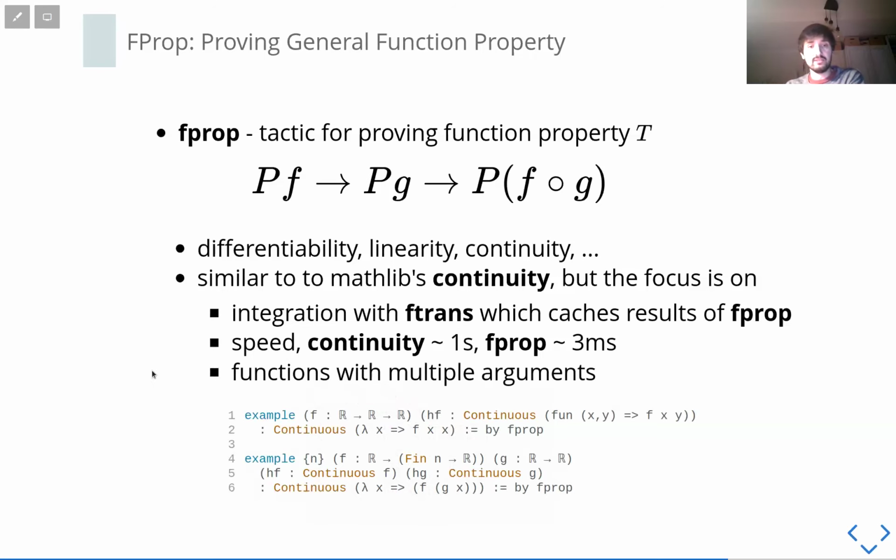Another difference from the continuity tactic is that FProp is much better at handling functions with multiple arguments. So if you have a binary operation which is jointly continuous in both arguments, then proving that f of x and x is continuous in x can be solved with FProp. I had a hard time proving it with continuity. Or when you're dealing with higher order functions, so when you want to prove that the composition of f and g is continuous, and f actually returns a function, then there is a problem, I think, with the unification of higher order functions, and continuity doesn't work.